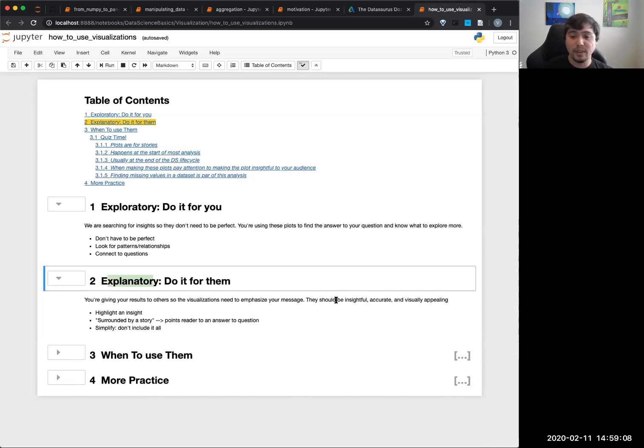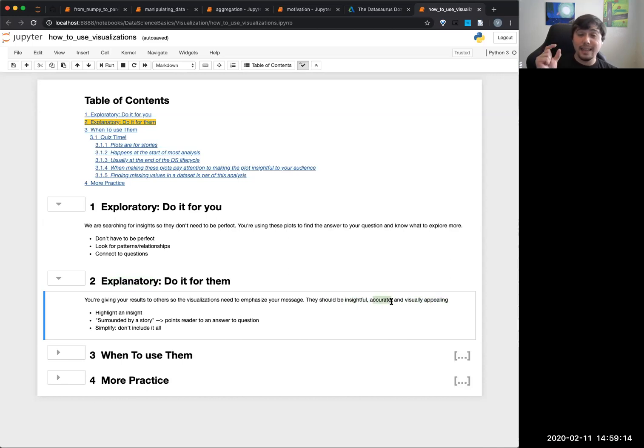But anyway, the important part: they should be insightful, they should be accurate, and visually appealing. And this accurate part I will emphasize is that accurate does not necessarily mean all the data. Accurate means that it is emphasizing the truth about the data that will be relevant to your stakeholders.